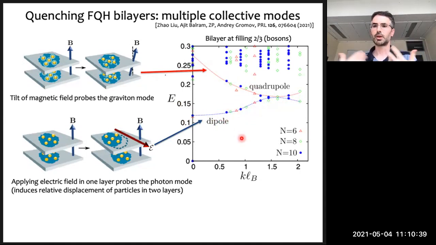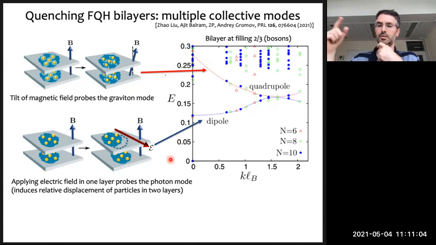So it turns out that we can probe these modes either individually or we can couple them. One way to probe the spin 1 mode is simply to apply an electric field in one of the layers. What this will do is induce a relative displacement of the electrons in the two layers. And we've seen that this gives, again, a very nice coherent dynamics for this spin 1 mode.